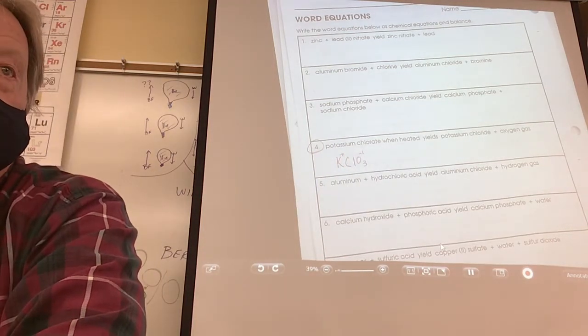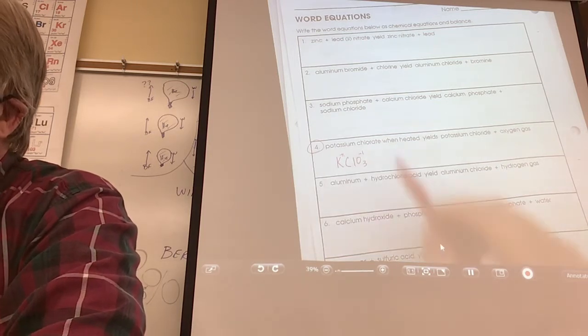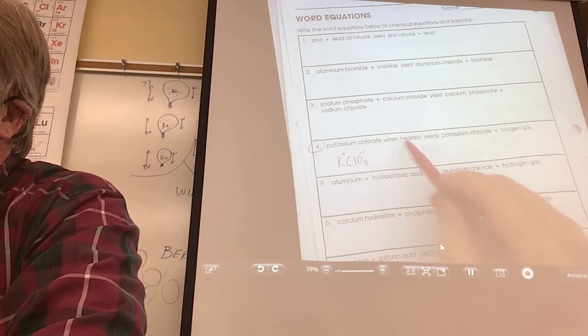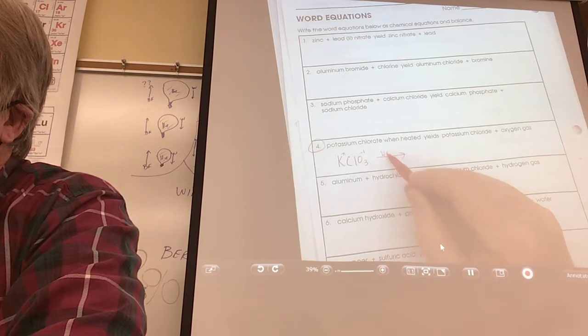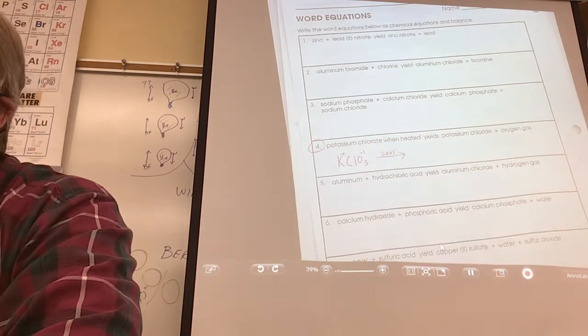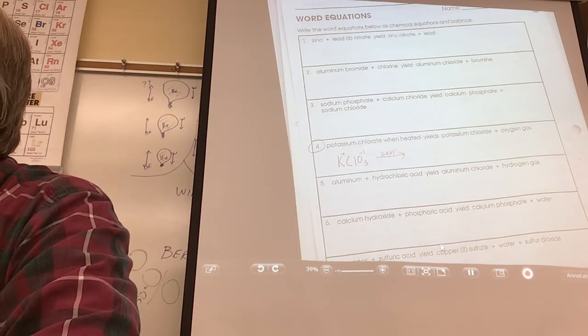See, I already feel good. So I'm not even going to think about balancing until I got my formulas right, am I? Gotta get the formulas right first. Potassium chlorate, when heated, I could actually put that, couldn't I? Where do you put things that are not reactants and are not products? You put them on the arrow, don't you?